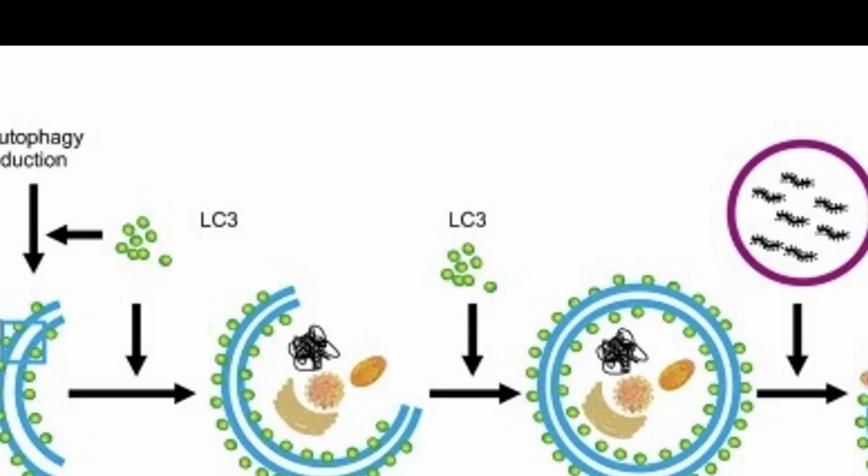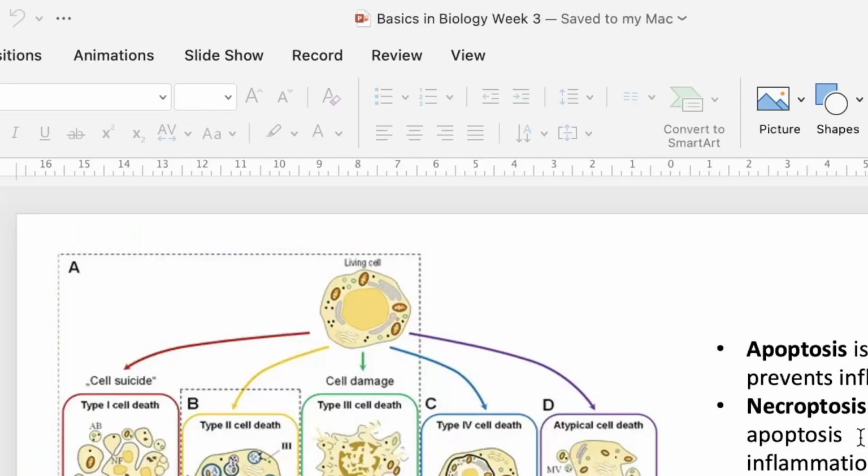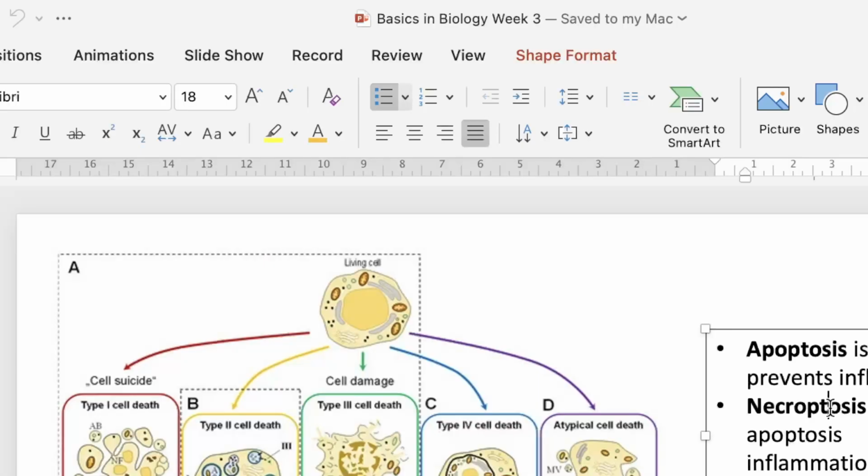Lysosomes are associated heavily with the autophagy process inside the cell. Now what are all those other options, as Farsana was asking? Apoptosis is a controlled and silent process that prevents inflammation. So all these are apoptosis, necroptosis and necrosis. I'm sorry, this would be necrosis.